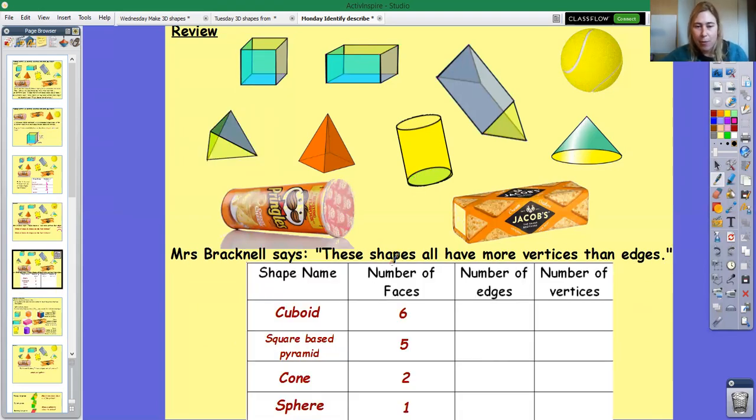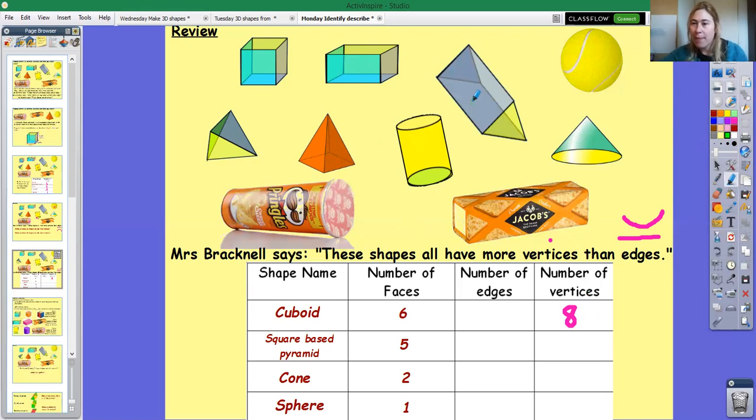Now we can start to think about what Mrs. Bracknell was actually saying. She was saying these shapes all have more vertices, corners, than edges. So now we're going to need to think about our edges as well. And remember, they're straight or curved. So let's look at the cuboid first. Number of faces is 6. Number of vertices we know is 8 because we counted it before. Now I need to count the edges.